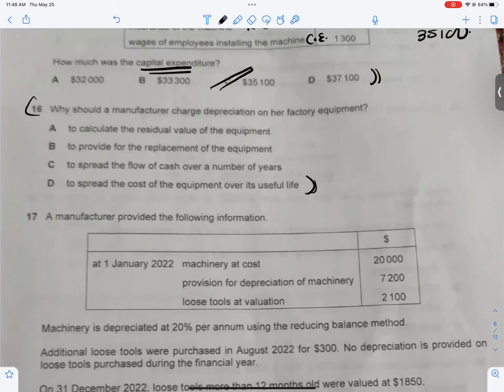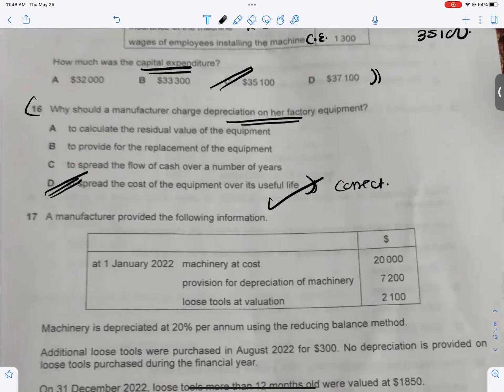Why should a manufacturer charge depreciation on her factory equipment? To calculate the residual value of the equipment, to provide for the replacement of the equipment, to spread the cash flow over a number of years, to spread the cost of the equipment over its useful life. D is wrong. Miss, how is D correct?